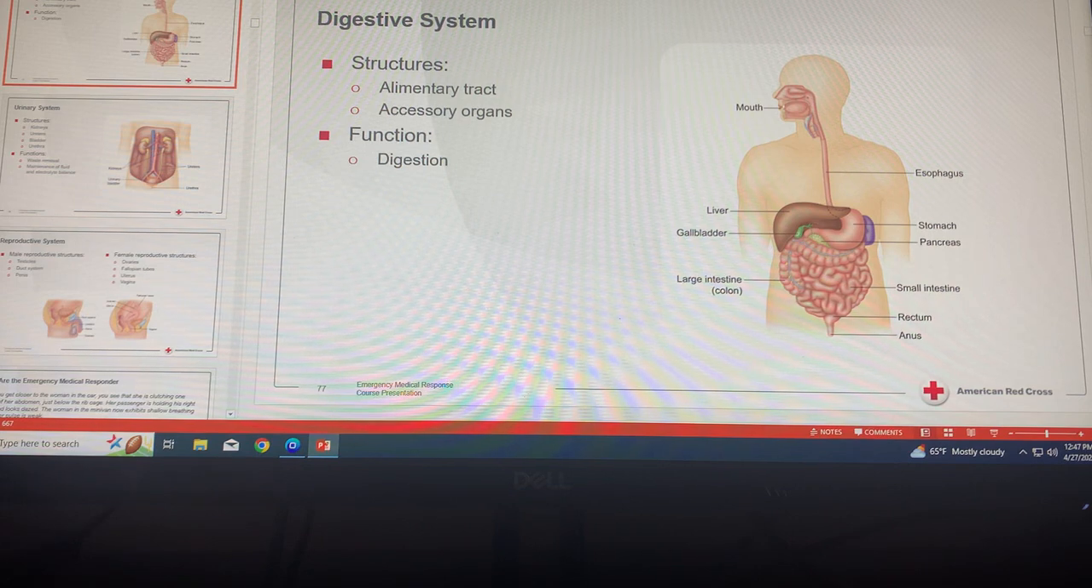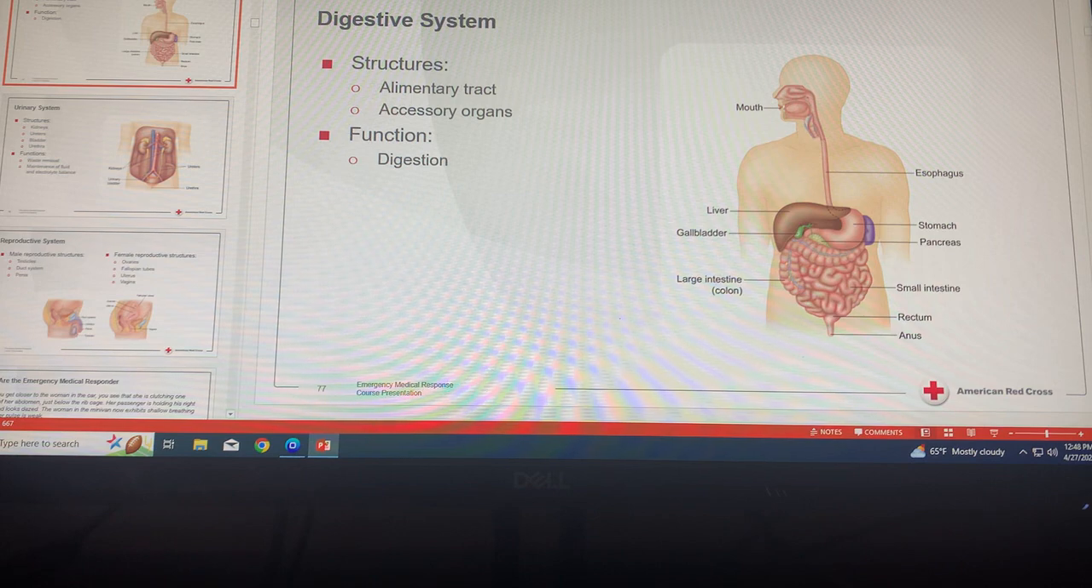The hepatic portal system collects blood from the small intestine and carries its nutrients and toxins to the liver for absorption and processing before continuing to the heart. Waste products pass through the large intestine or colon, where water is absorbed, and the remaining waste is passed through the rectum and anus. The liver is the largest solid organ in the abdomen and aids in the digestion of fat through the production of bile, among other processes.